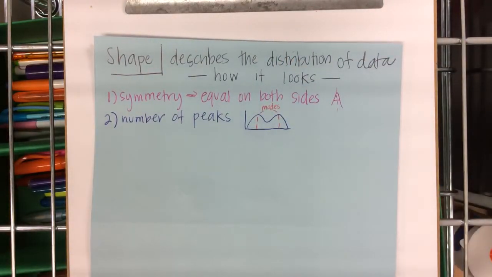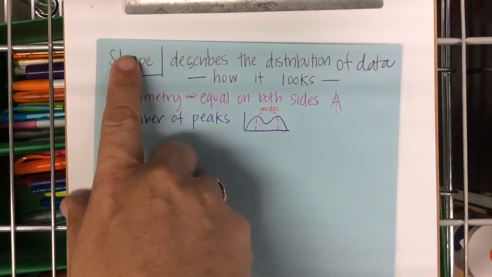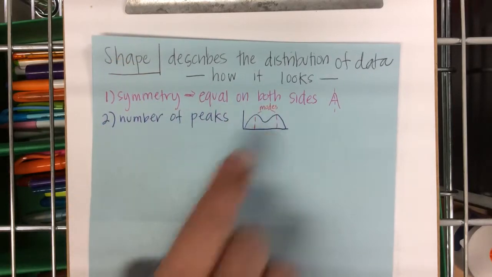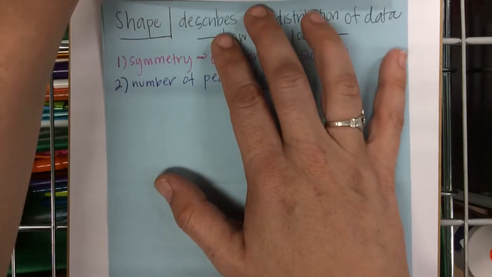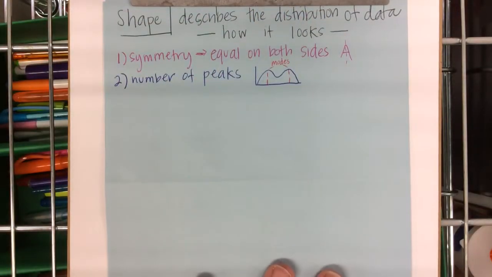If there are 3 peaks, what could you say? That there were 3 modes. Trimodal. Right. So the number of peaks helps you talk about the shape of a graph, makes you have some inferences. Yeah, if you have 4 modes, I call that quadmodal.